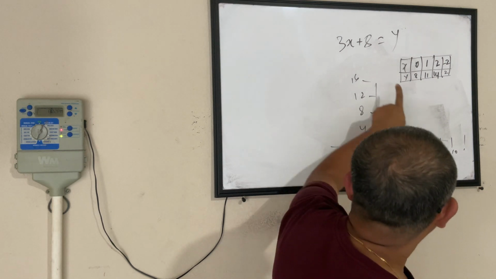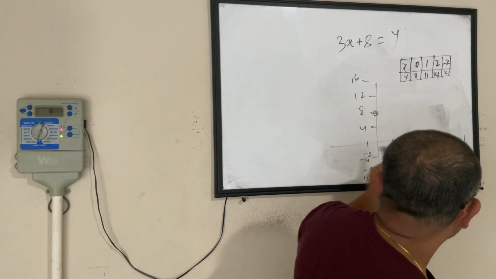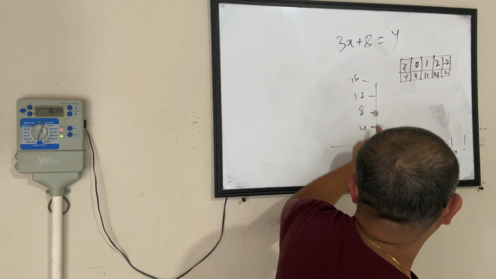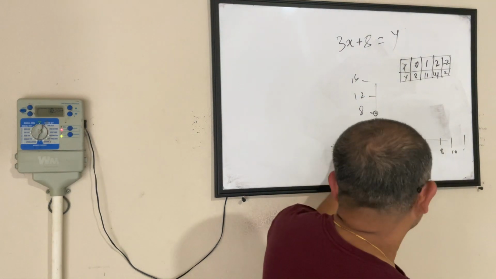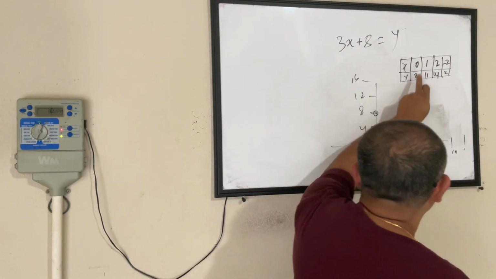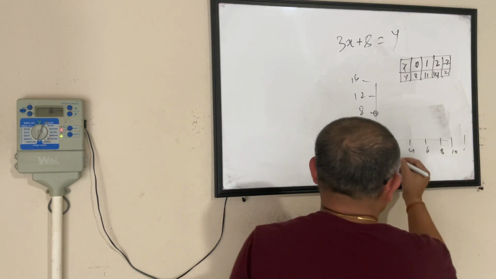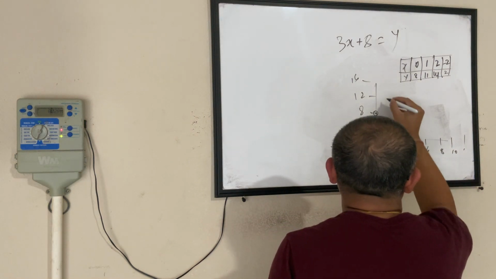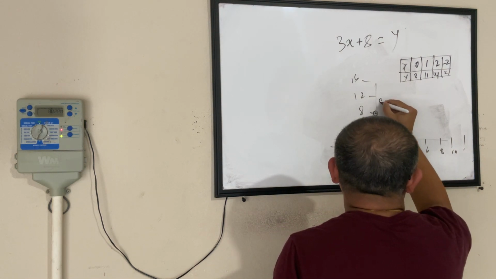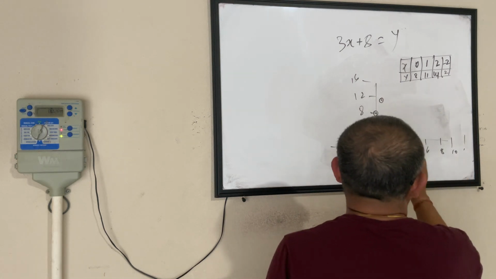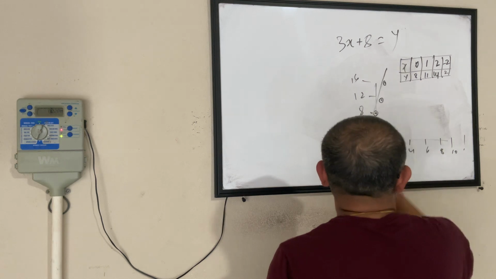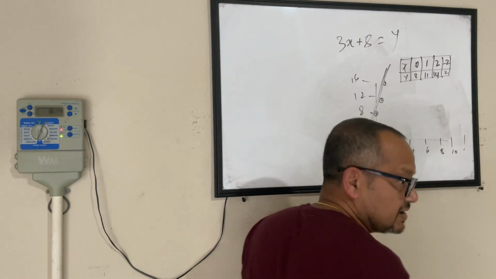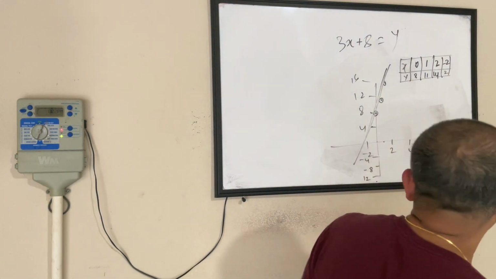So like I was saying, every point on the x-axis, y value will be 0. Same way, every point on the y-axis, x value will be 0. As you can see, no rocket science here. X is 1, y is 11. So when x is 1, y is 11. It's somewhere here. When x is 2, y is 14. Somewhere here. And when you join them, this forms a straight line. So that's why it's a linear equation.